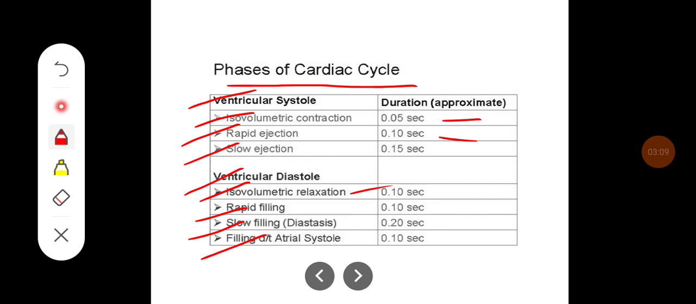During isovolumetric relaxation, again both the AV valves and semilunar valves are closed, and the ventricle starts to repolarize. So the pressure in the ventricle is going to reduce. That causes the opening of the AV valves, and that leads to rapid filling of the ventricles and later slow filling, which is called diastasis, and later the last filling phase corresponds with the atrial systole.